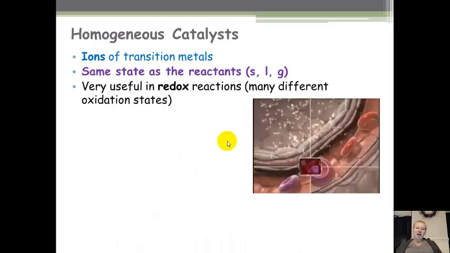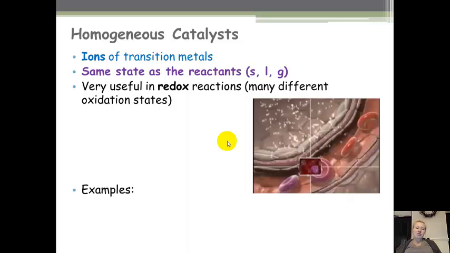The other type of catalysts are called homogeneous catalysts. To use transition metals as homogeneous catalysts, you need the ions of transition metals. Homogeneous catalyst means that it is in the same state, homo, as the reactants. So they're either all solids, all liquids, or all gases. Homogeneous catalysts are very useful in redox reactions, which we'll learn about in topic 9.